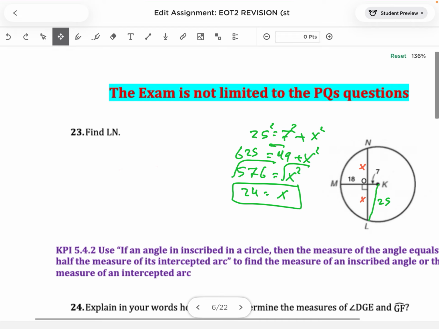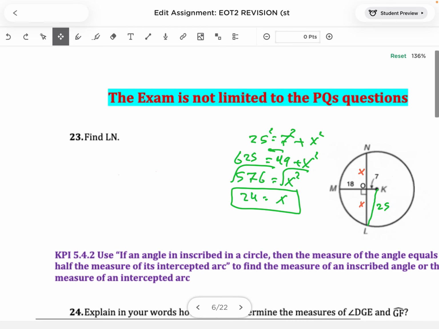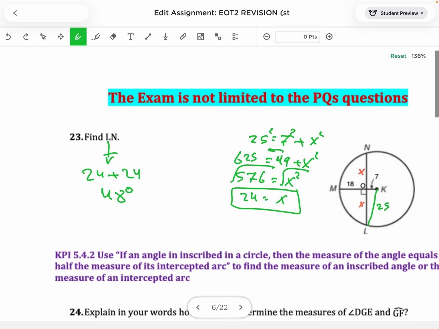Well, LN is double, so 24 plus 24, which is 48 degrees. Next.